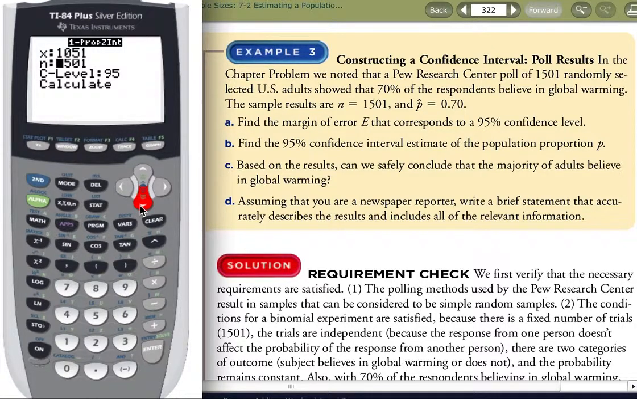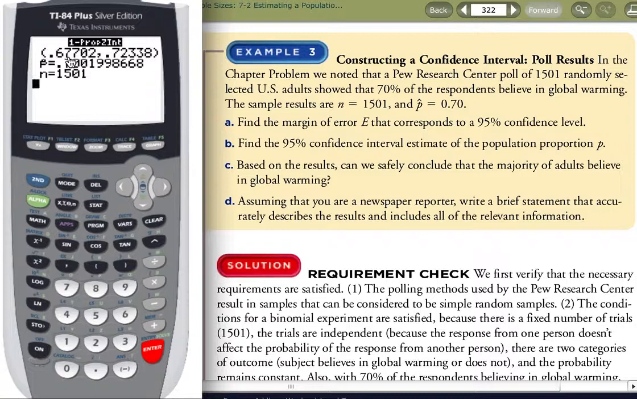Then N, the number of observed values, is the 1,501 randomly selected adults. The confidence level is 95%. You can put 0.95 or 95. Calculate.